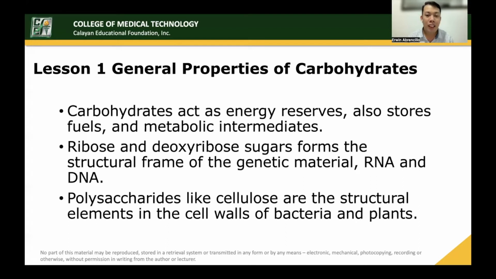Additionally, polysaccharides like cellulose are the structural elements in the cell walls of bacteria and plants. So polysaccharides are sugars, or carbohydrates. A very good example of that is cellulose. Cellulose is the one found in the cell wall of the bacteria and plants. So it is very rigid. It gives the cell its shape. So of course we are going to tackle a lot about monosaccharide, disaccharide, and polysaccharide as we go along with this module.